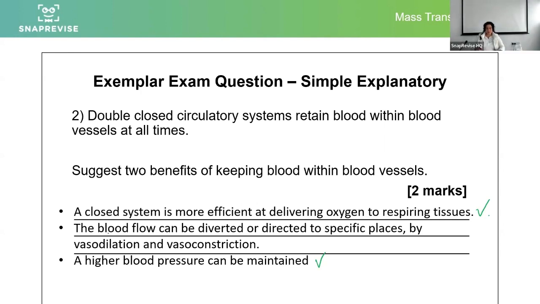And finally, the blood flow can be diverted or directed to specific places by vasodilation or vasoconstriction. Quick reminder about these terms. Vasodilation means blood vessels expand, they increase in diameter. Vasoconstriction means they shrink, they reduce in diameter, they constrict, they contract. So by vasoconstriction, you can divert less blood. Basically the body can regulate the amount of blood diverted to each part of the body, to each organ, by means of vasodilation and vasoconstriction. So that's a third mark that you could say here.